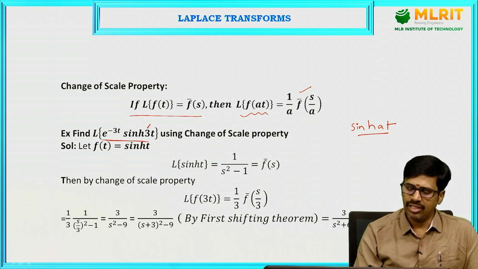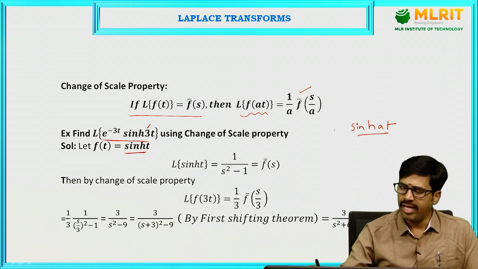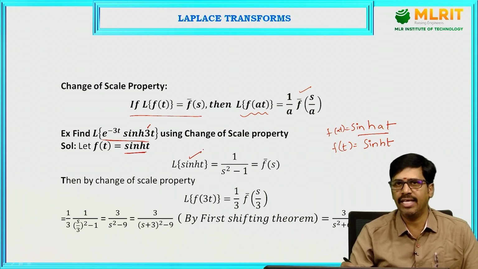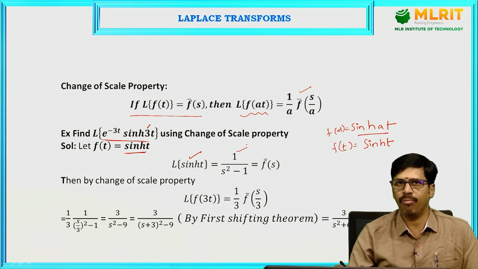So, first let us find Laplace transform of sin h t, because this is sin h a t, that is f of a t. First I want what is f of t. This can be written as sin h t. So, sin h t is f of t. What is Laplace of sin h t? Laplace of f of t, that is 1 by s square minus 1. This is f bar of s.